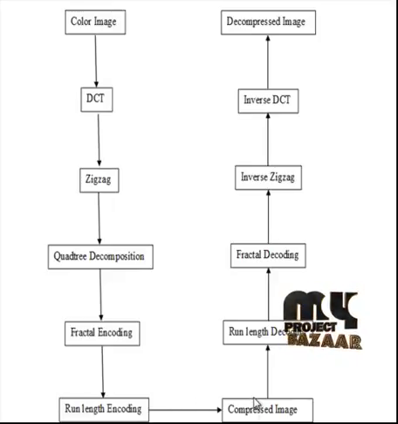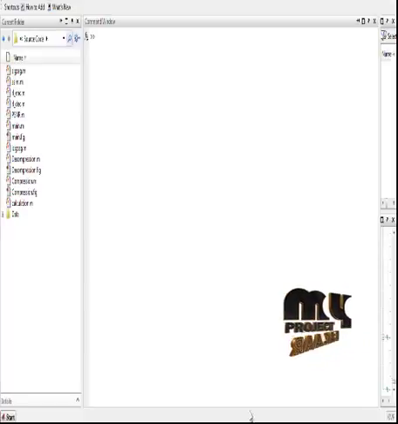For that, first the compressed image is run length decoded. After the run length decoding process, fractal decoding is applied. Before the inverse zigzag, the quadri decomposition is reversed in order to obtain the exact sequences. After that, inverse zigzag is obtained. Finally, inverse DCT is obtained in order to retrieve the original decompressed image. Finally, the overall performance of the process is measured in terms of compression ratio, PSNR, and the MSE of the process.